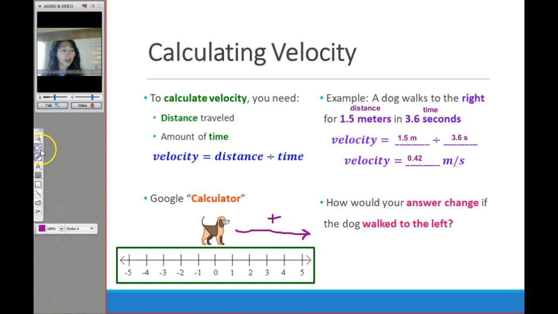Now, what do you guys think would happen to our answer if you walk the same distance in the same time, but to the left? What do you think would happen to our answer if he actually walked to the left? Take a look at our number line here. What happens when we go to the left? Yeah, your answer actually becomes negative because he's actually going in the negative direction, right? So in this case, his velocity would actually be negative 0.42 meters per second. Smiley faces if that makes sense. Yes, awesome, Stacy, exactly. Negative 0.42 meters per second because he's going in the negative direction.